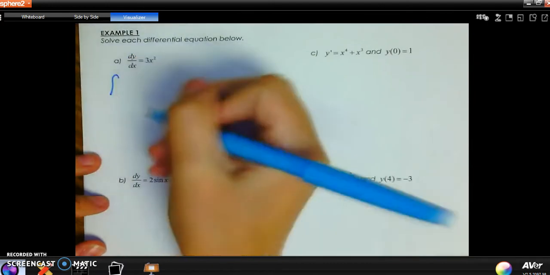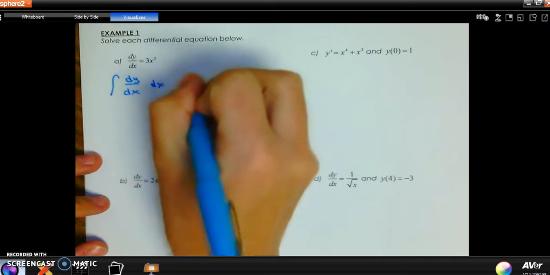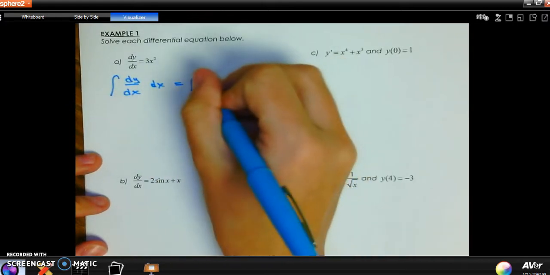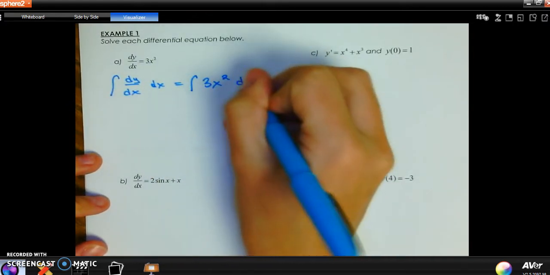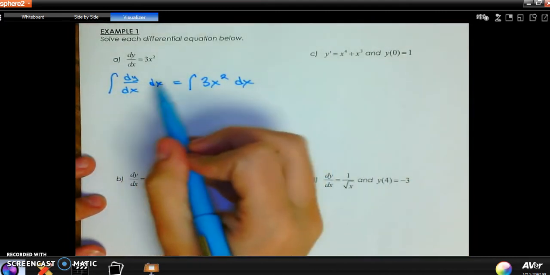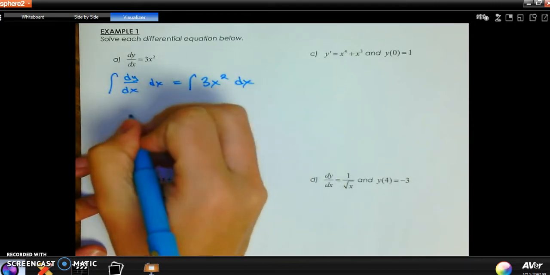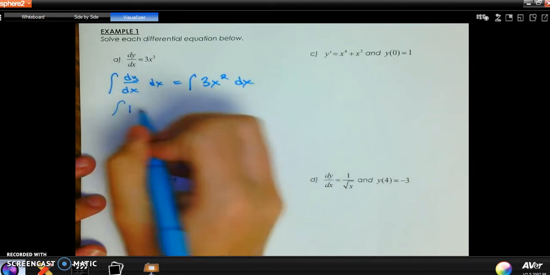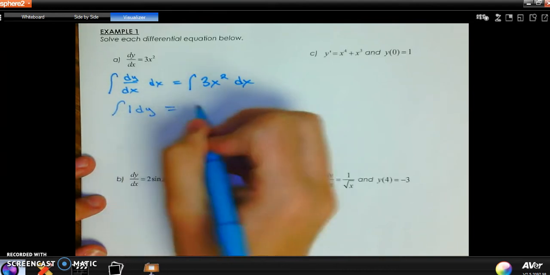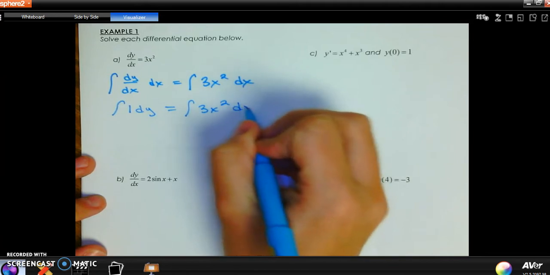Here you'd say that the integral of dy/dx, and I'm integrating that with respect to x, equals the integral of 3x squared with respect to x. So dx there as well. And what's going to happen here is those dx's are going to cancel out, and so really what you're integrating is 1 dy equals the integral of 3x squared dx.